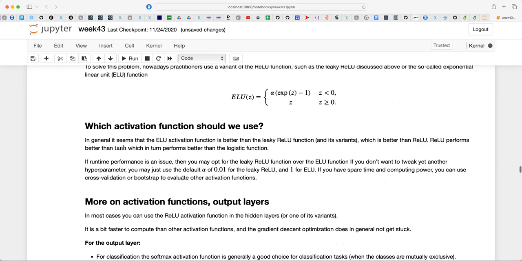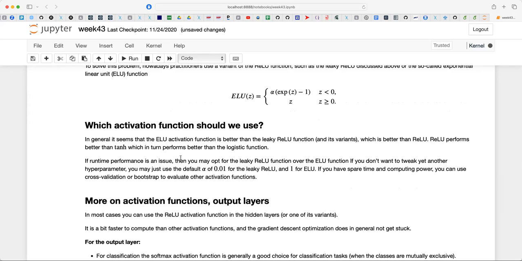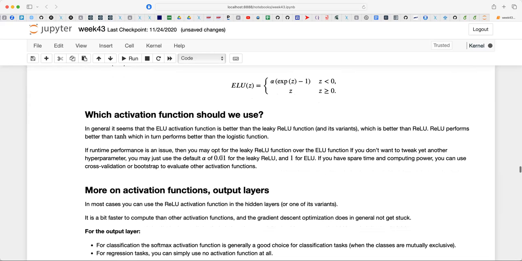And there's always a debate what kind of activation function one should use. It seems that this ELU activation function is better than what's called the leaky ReLU function and variants of it. And this ReLU function performs normally better than a tanh, which again performs better than the logistic function. But which activation function you should use is something you have to play around with. So if runtime performance is an issue, you have many nodes and many hidden layers, then people would often use the leaky ReLU over this ELU function because that evaluates an exponential. And exponentials require more floating point operations than just simple additions and multiplications and subtractions.